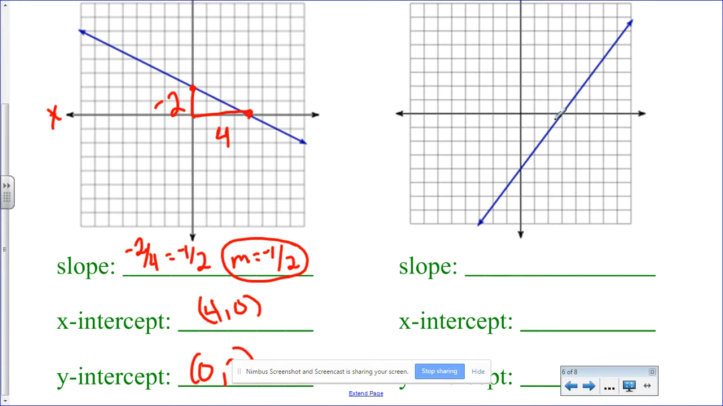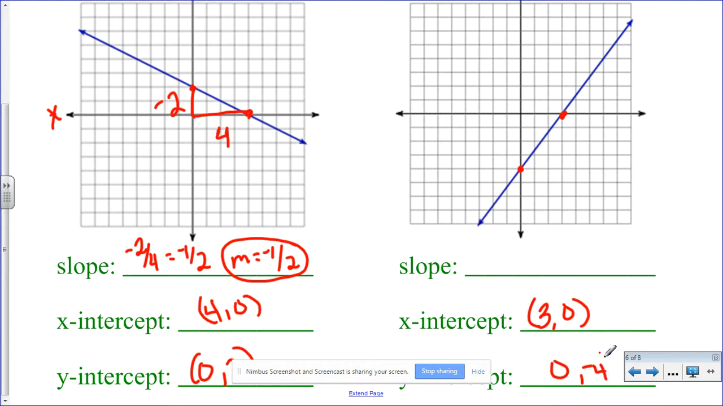For the next problem, doing the same thing, here's my x-intercept. So I'm going to count over 1, 2, 3. So our x-intercept is at (3, 0). My y-intercept down here is at 1, 2, 3, 4. So negative 4. So (0, -4).